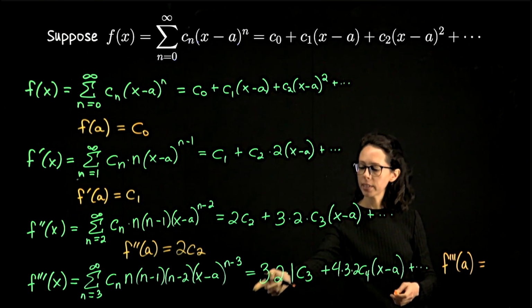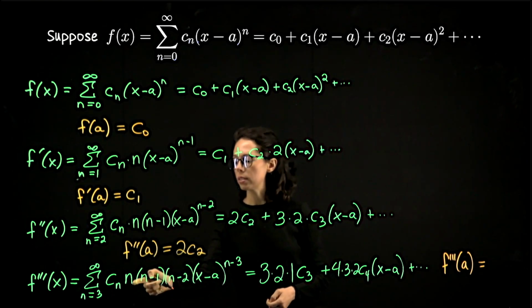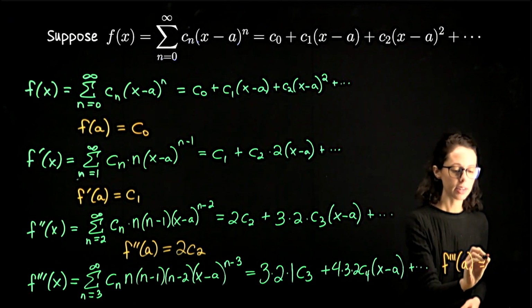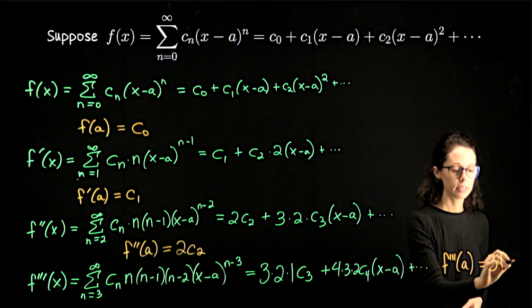Now, 3 times 2 times 1, it's really 3 factorial. So let me write that this time. 3 factorial c3.